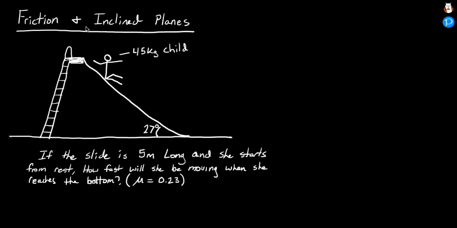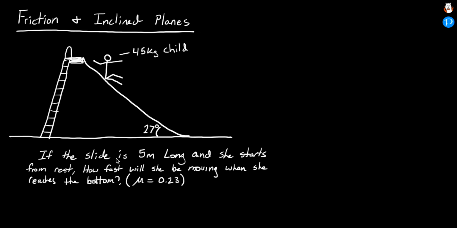Let's take a look at this example where we're dealing with friction on an inclined plane. I've got a 45 kilogram child here that is having fun going down this slide. They tell us that the slide makes a 27-degree angle with the ground. And the question says, if the slide is 5 meters long and she starts from rest at the very top here, how fast will she be moving when she reaches the bottom of that slide?